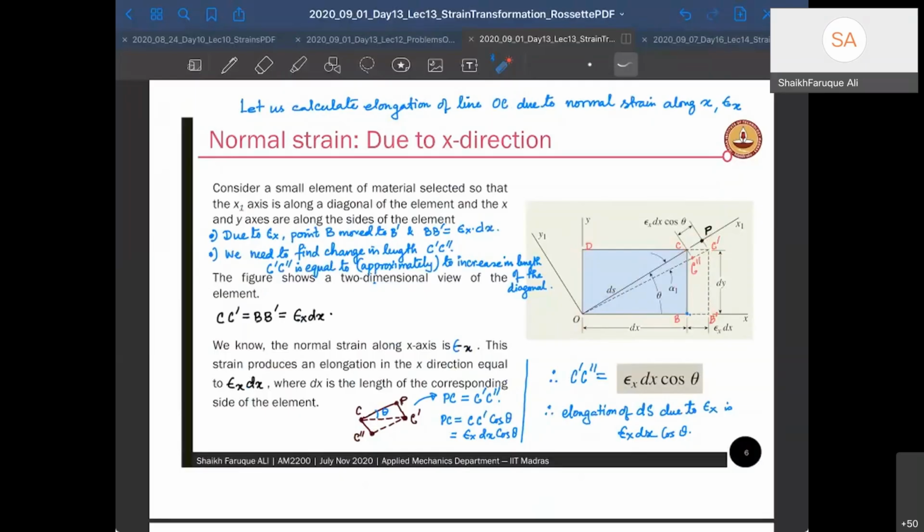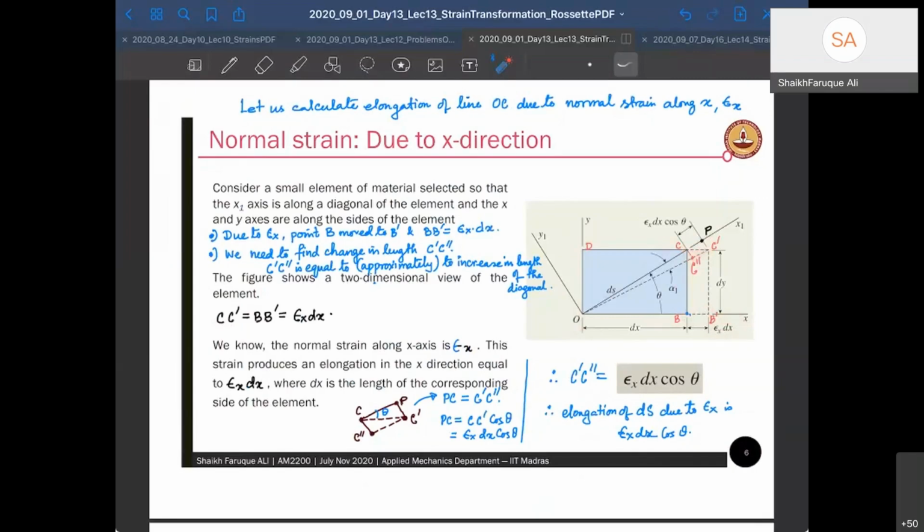You have to just calculate it, right? It's geometry. CC dash is equal to BB dash, and that is going to be epsilon x dx, right? BB dash, we have just defined that. This change in length is going to be epsilon x dx. So this epsilon x dx is now known. Once that is known, I have to find this.